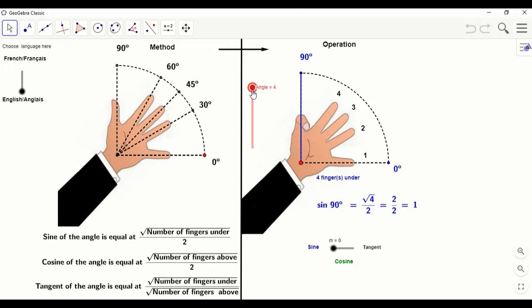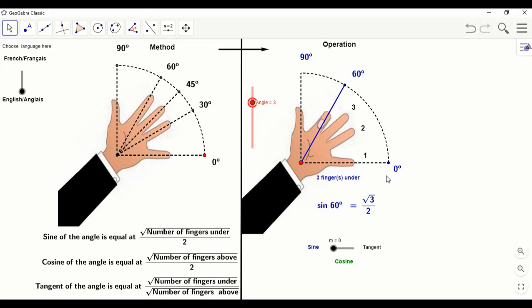To get other angles, just click on this slider. You can see angle is 4. As you move down to angle 3, you see that is 60 degrees. So how do you get sine 60? Don't forget the formula, number of fingers under. How many fingers are under this index finger? There are 3: 1, 2, 3. So find the square root of 3 divided by 2 using this formula.